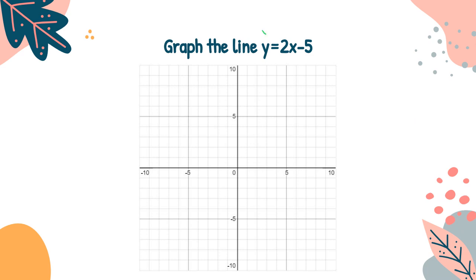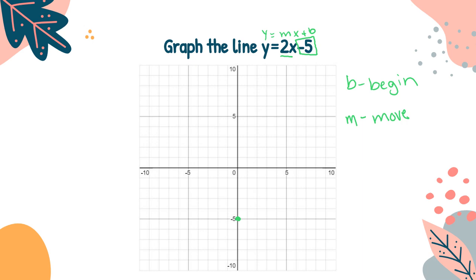So if I use y equals mx plus b, I can see that my y-intercept then will be -5, and my slope is 2. So b tells us where we begin, okay, which is our y-intercept. So the y-intercept is -5. I'm going to go down to -5 on my y-axis and then plot my first point. And then my slope, which is m, is going to tell me how I move.